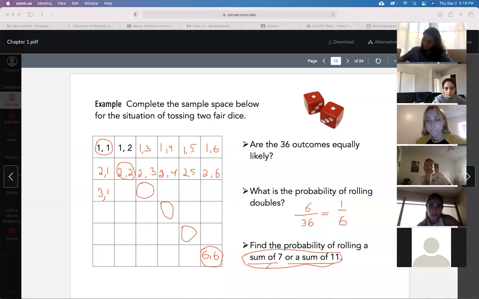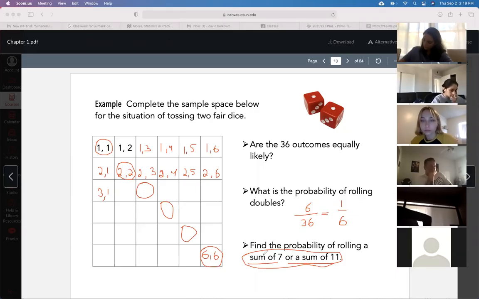You can get a total of 7, and the probability would be 1 out of 6. Right, but we don't want just a sum of 7 by itself. We want a 7 or an 11. Or an 11. Right, we're happy. 2 out of 36 chance of getting an 11, because only 5 and 6 add up to that. And we can have 5, 6 and 6, 5.